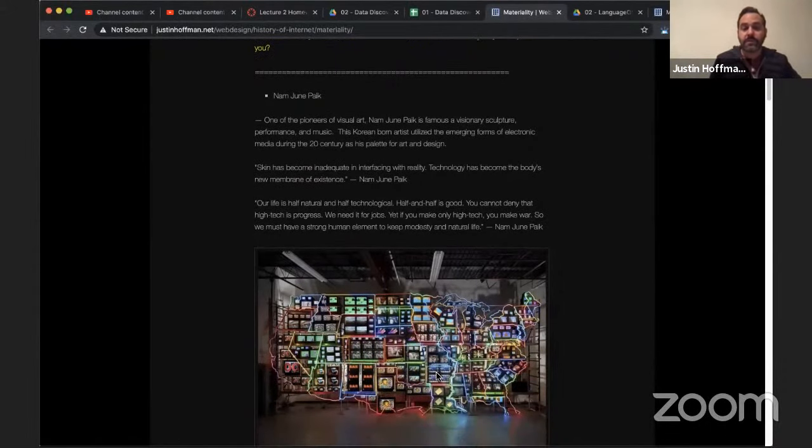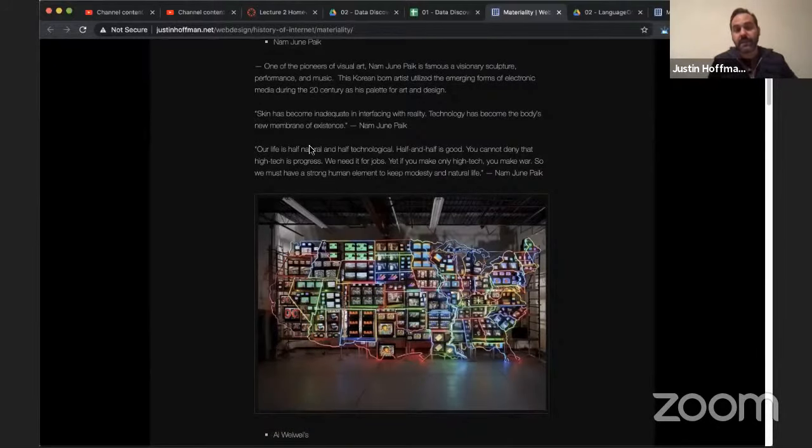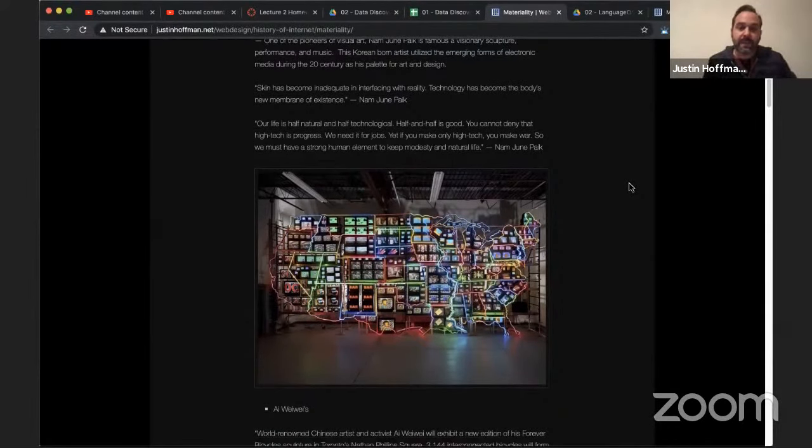Okay, so the first artist that we have is Nam June Paik. He's one of the pioneers of visual art. Nam June Paik is a famous visionary in sculpture, performance, and music. This Korean-born artist utilized the emerging forms of electronic media during the 20th century as his palette for art and design. It says here, skin has become inadequate in interfacing with reality. Technology has become the body's membrane of existence. Our life is half natural, half technological.